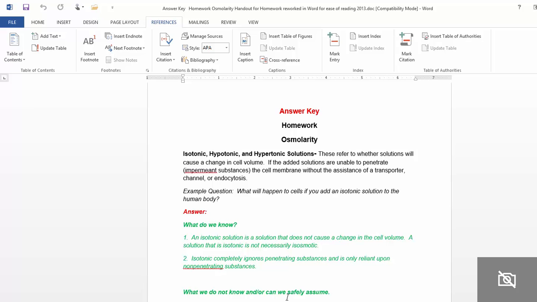We know an isotonic solution is a solution that does not cause a change in cell volume. So you already sort of know the answer. When you put a cell in an isotonic solution, nothing's going to happen on a net scale. The cell won't shrink or get bigger on a net scale. Might it change shape a little bit here or there, just randomly? Sure. So you know that. Isotonic completely ignores penetrating substances. Now, we haven't talked about that yet.